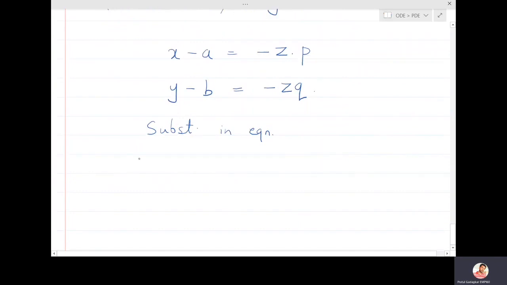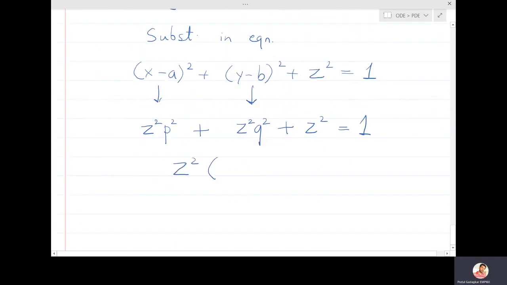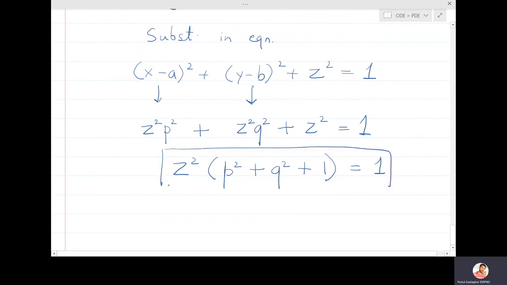Therefore, when I substitute them in the original given equation, what is the original equation? x minus a whole square plus y minus b whole square plus z square is equal to how much? 1. So what is x minus a now going to be replaced by? zp. So when I square it, I'll get z square p square, and y minus b will be replaced by zq. So z square q square plus z square is equal to 1, and therefore the required partial differential equation is nothing but z square into p square plus q square plus 1 is equal to 1. This is the partial differential equation which represents all the spheres with centers on the xy plane, and radius is 1.